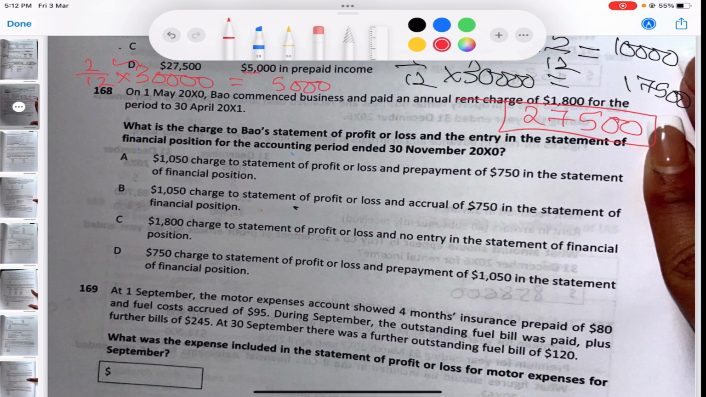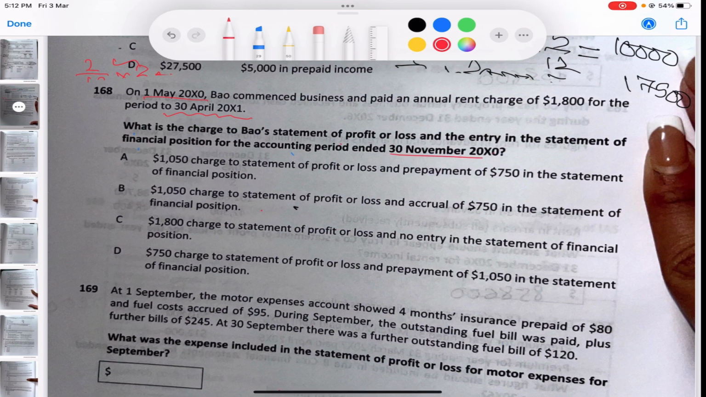Moving on to question number 168. On 1st May 2000, Bao commenced business and paid an annual rent charge of 1800 for the period to 30 April. So business was commenced on 1st May, okay? But he paid the rent for the period to 30 April, okay? So just leave it over there. What is the charge to Bao's P&L statement?